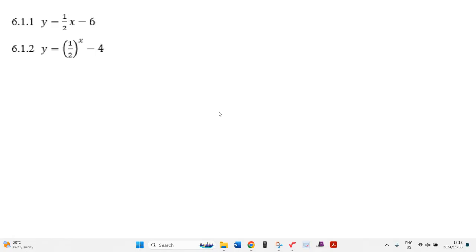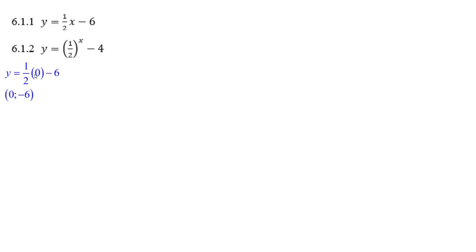I let x equal 0. 1/2 times 0 is 0. That makes y minus 6. That's called the y-intercept when x is 0. Now, the other thing I do is I let y equal 0 to find the x-intercept.